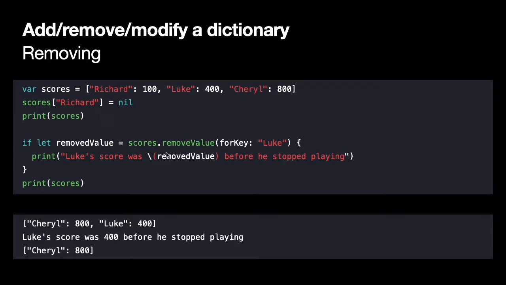We could also use the removeValue forKey method, and in that case, if it was successful, it will return an optional value, and in this case we're using the if-let syntax so that if we remove the value for key Luke, which we do in this case, then we will assign the old value of 400 to removedValue and conditionally execute this code. Then we print out our dictionary. We started out with 3 key value pairs. We successfully removed 2 of them, resulting in a dictionary with 1 key value pair.